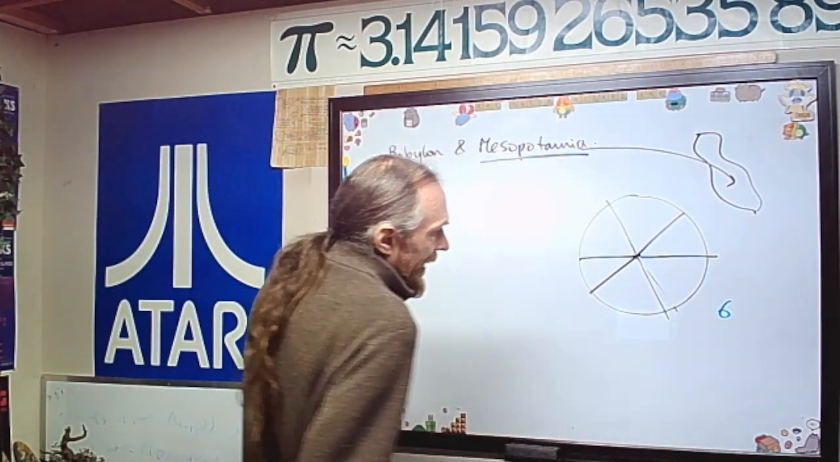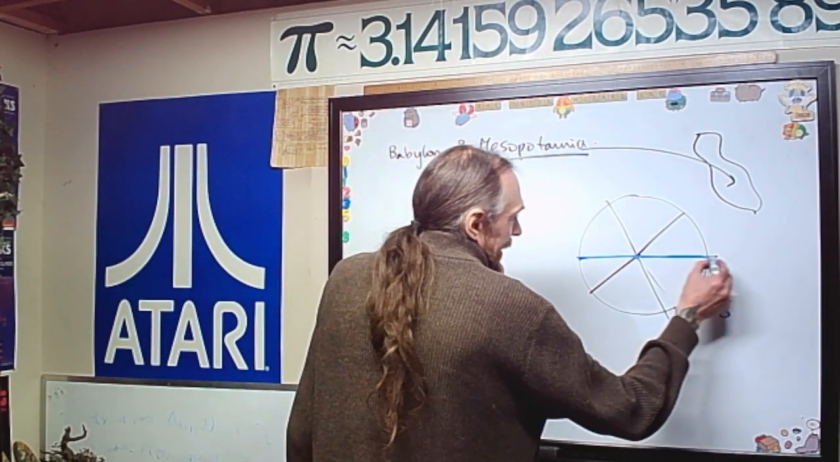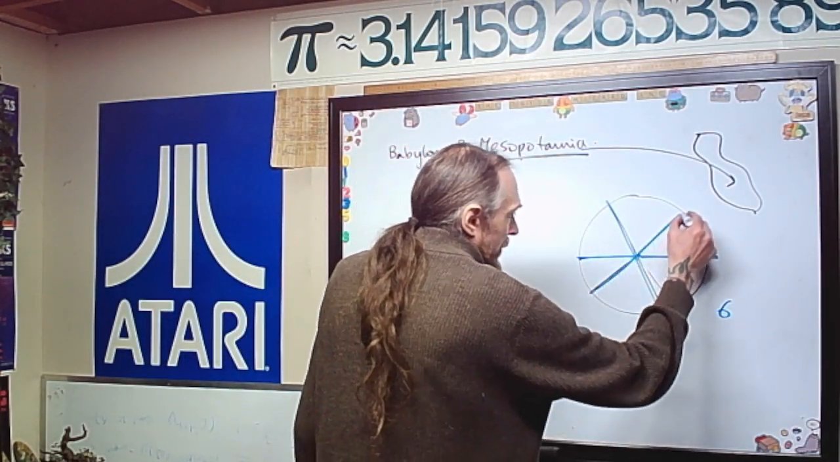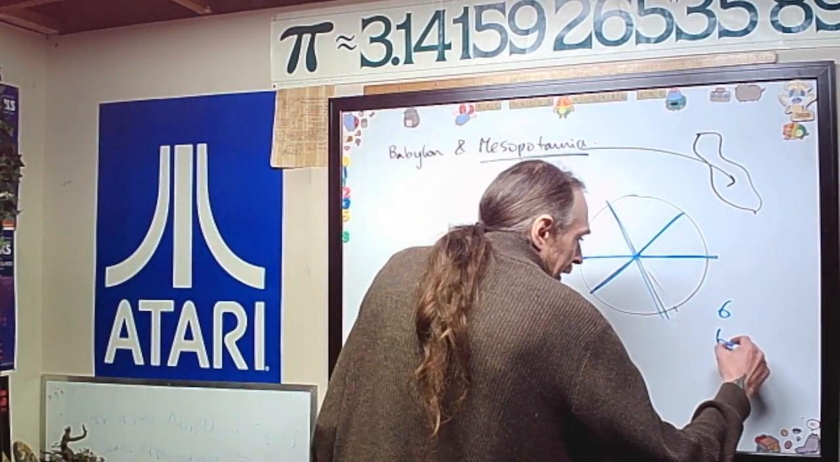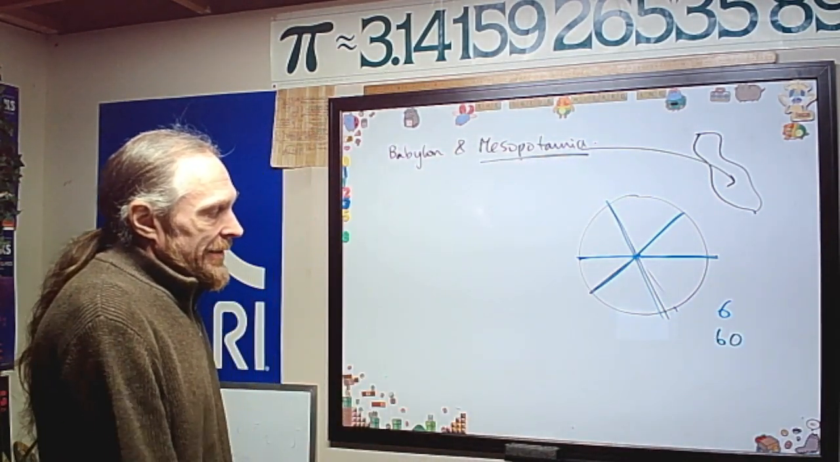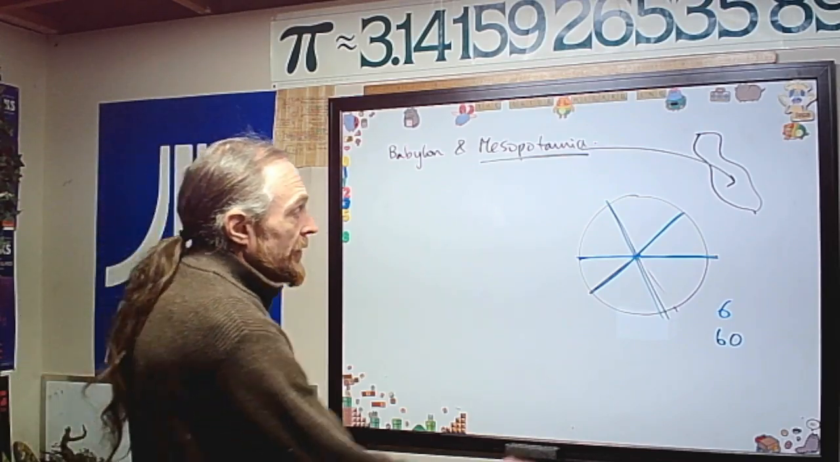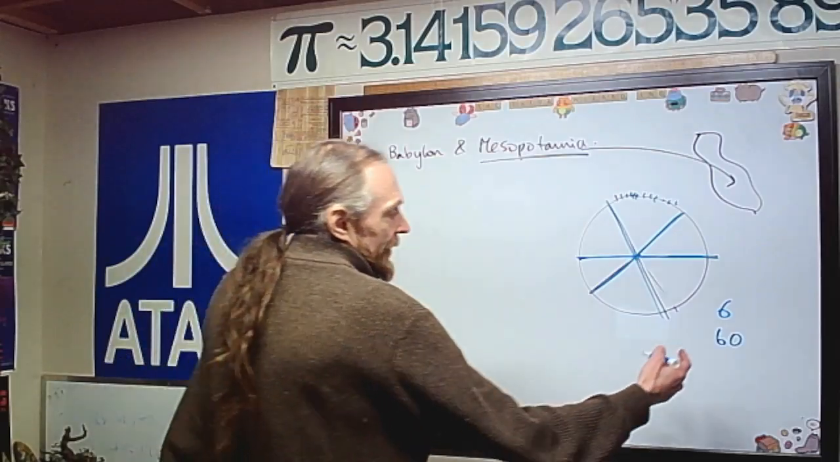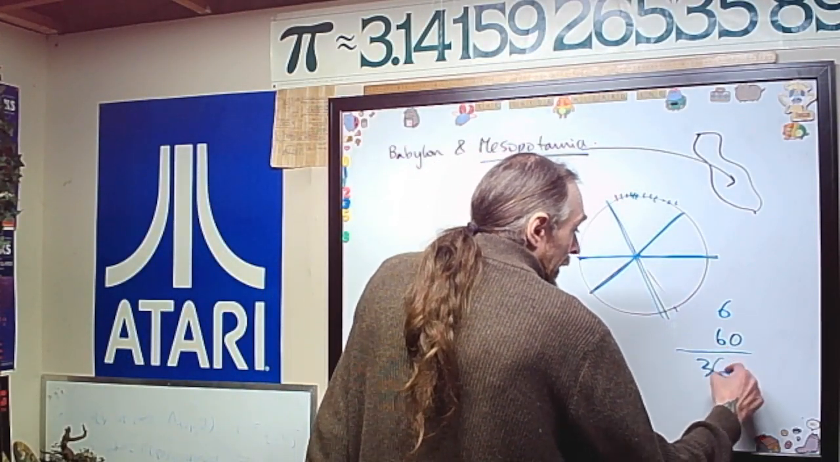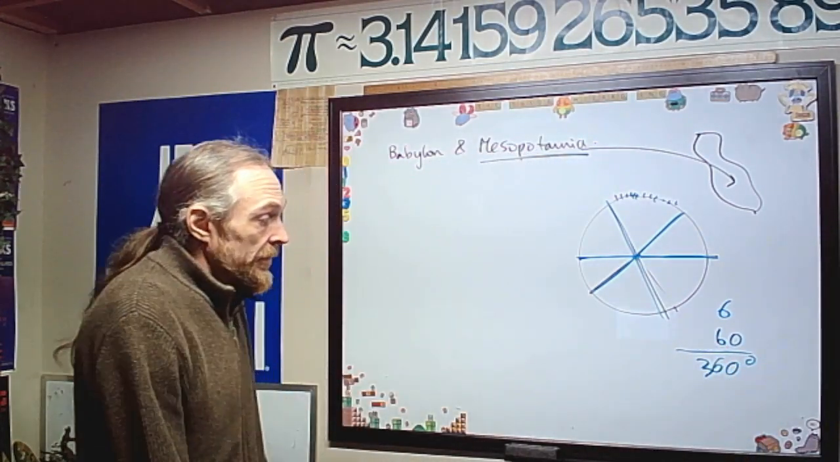And so what they would do is divide this sector into 6 points. Before I start, Babylon. And then they also had a sexagesimal base system. So they had 60. They would cut each of these, I'm not actually going to do it, but they would cut it into 60. And then if you take those and multiply them, guess what you get? 360 degrees in a circle.